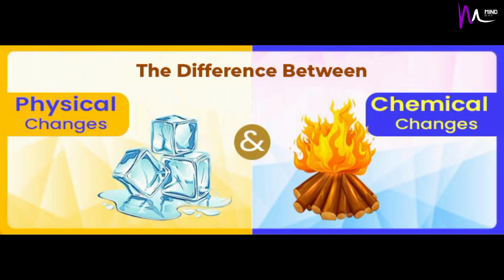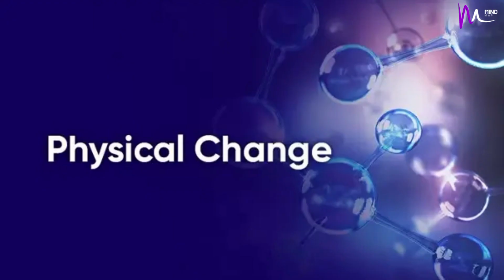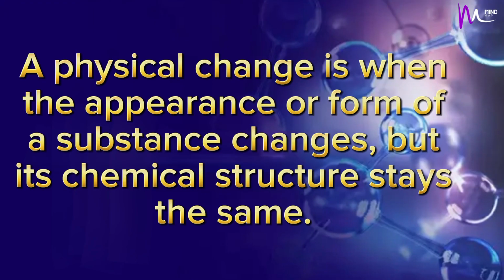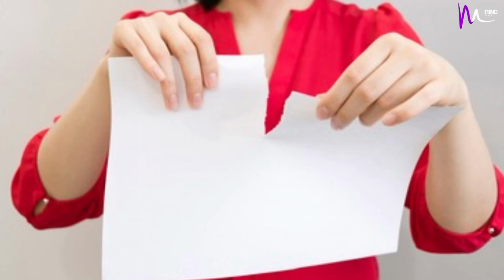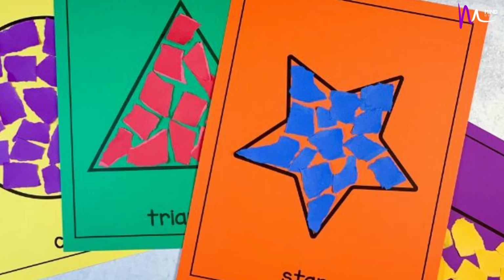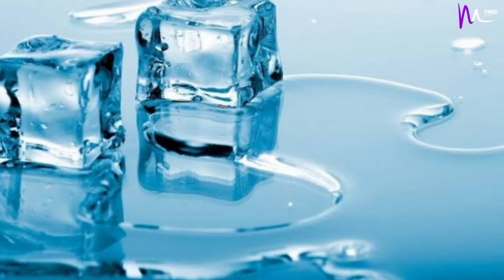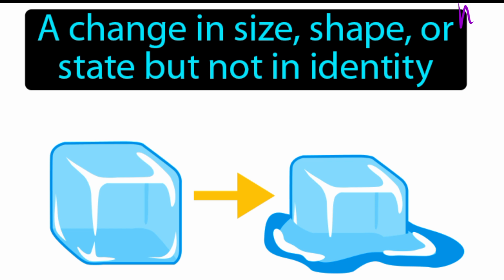Difference between physical and chemical changes. Physical change. A physical change is when the appearance or form of a substance changes, but its chemical structure stays the same. For example, if you tear a piece of paper, it's still paper, just in smaller pieces. Similarly, if you melt ice, it turns into water, but it's still H2O.